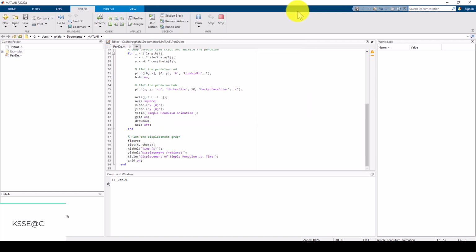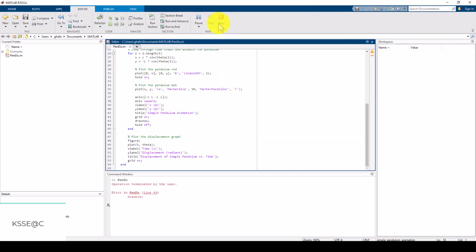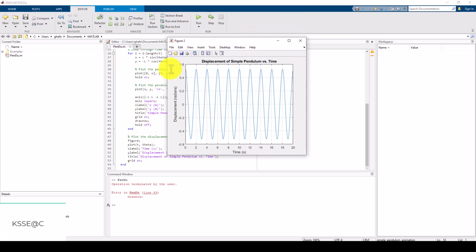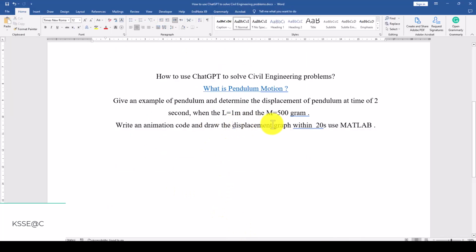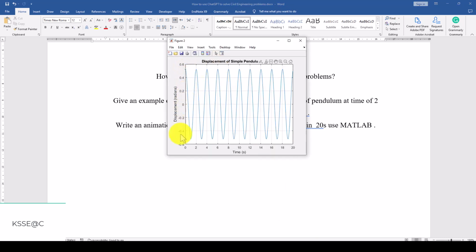Now, because we asked the program to give us the displacement graph within 20 seconds, it will record until 20 seconds and provide us a displacement curve. Here is the displacement curve, which is about 0.6 negative and positive, but it's in radian. So this is the graph. You can save this graph, and you can also change anything you want.